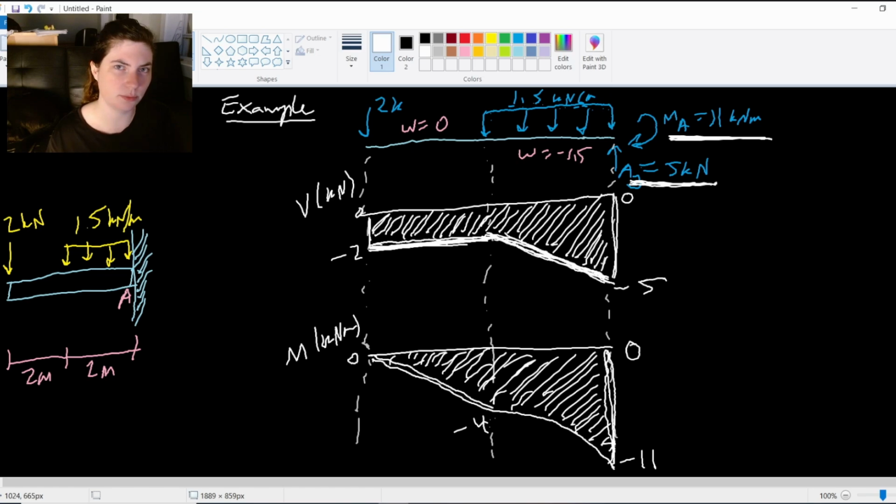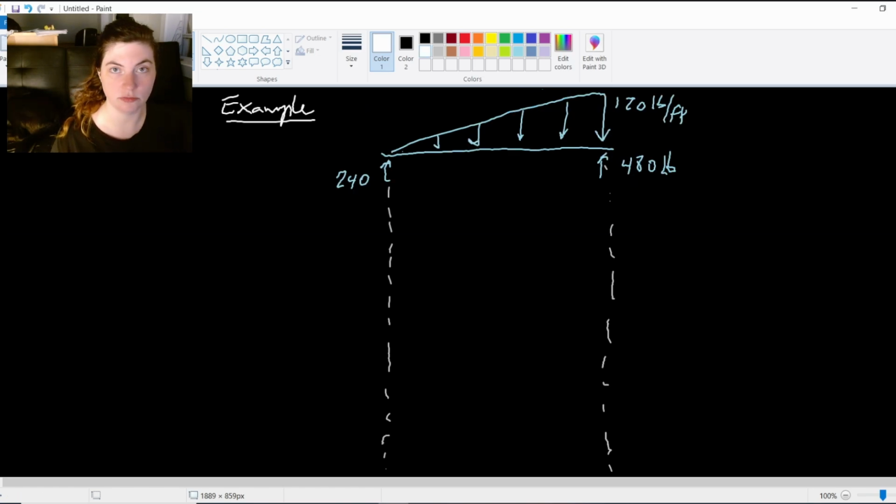Let's do another example. I now have a triangular shaped load, right? So a load that is not zero or constant, but that is actually changing. And we'll notice that our load is negative and is also increasing.